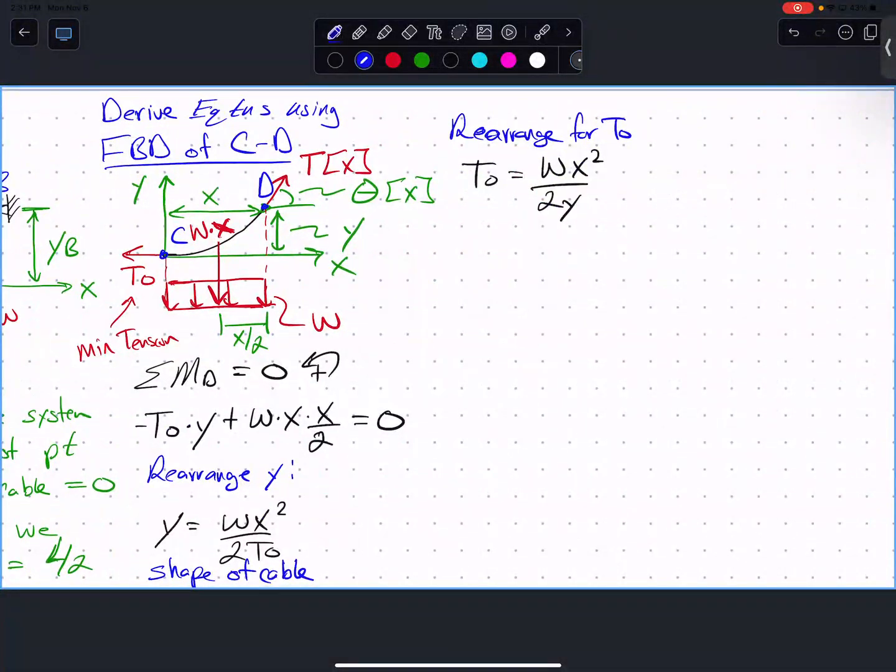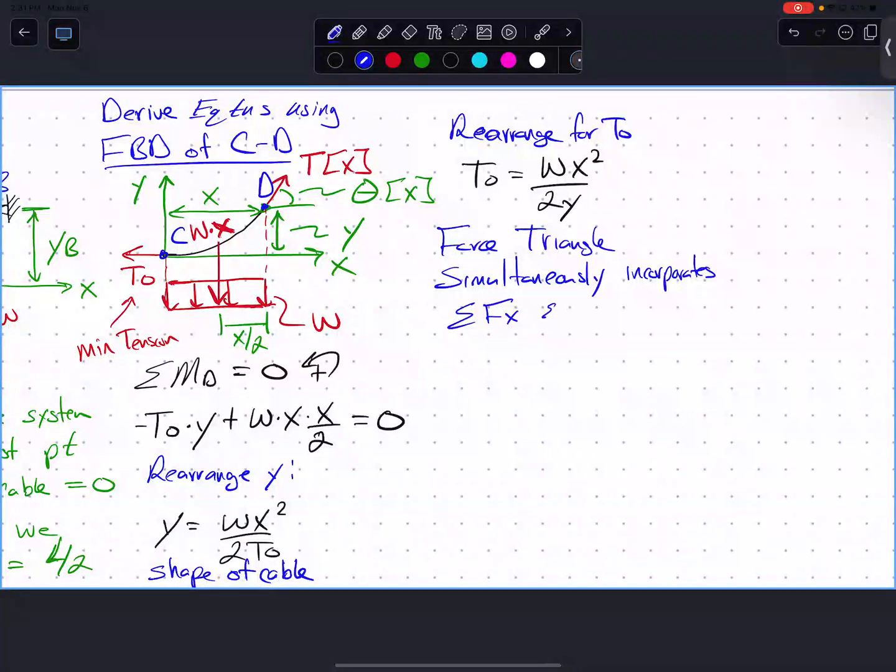The other thing that we can do is combine our sum of forces in the X and sum of forces in the Y. We're going to do that with a force triangle. A force triangle simultaneously incorporates sum of forces in the X and sum of forces in the Y.